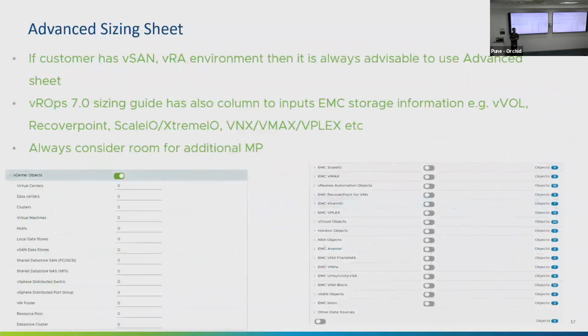Now comes the advanced sizing sheet. For example, if you have vRA in your environment, you have vSAN, you have EMC storage, other endpoints apart from your vCenter server, that's when you select this option. The moment you select it, there are a bunch of options. You have to select the number of port groups in your distributed switch, number of vSAN instances running, your vRealize Automation adapter information, all that information. You put in that information and then you will come to know the sizing based upon those advanced results.